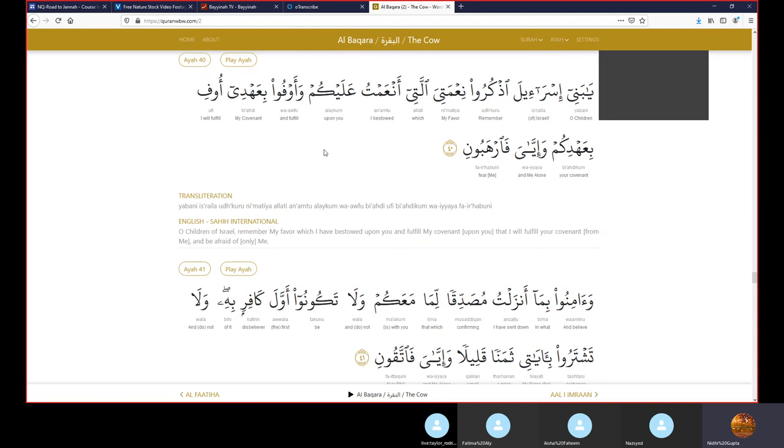Another thing here is that this ayah also tells us the importance of contracts and promises in Islam. It's a very big deal. When we give our word to someone, whether it's our word to Allah, or when we give our word to people, we have to maintain our word and stand by our word, right? So we have to fulfill our contracts with people.